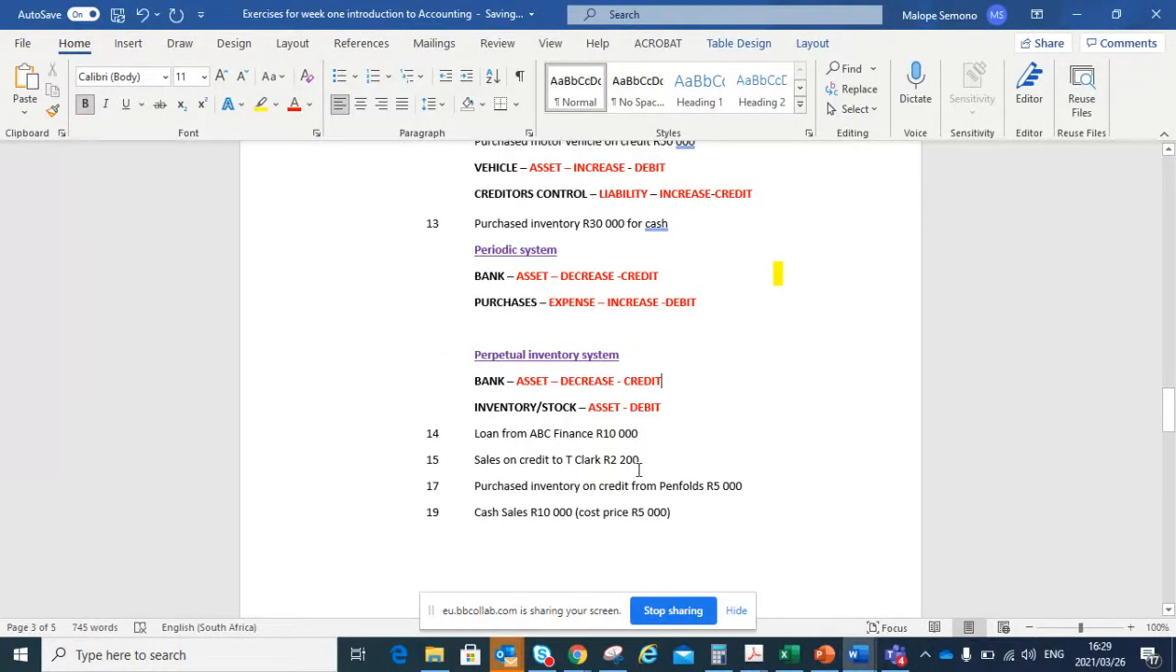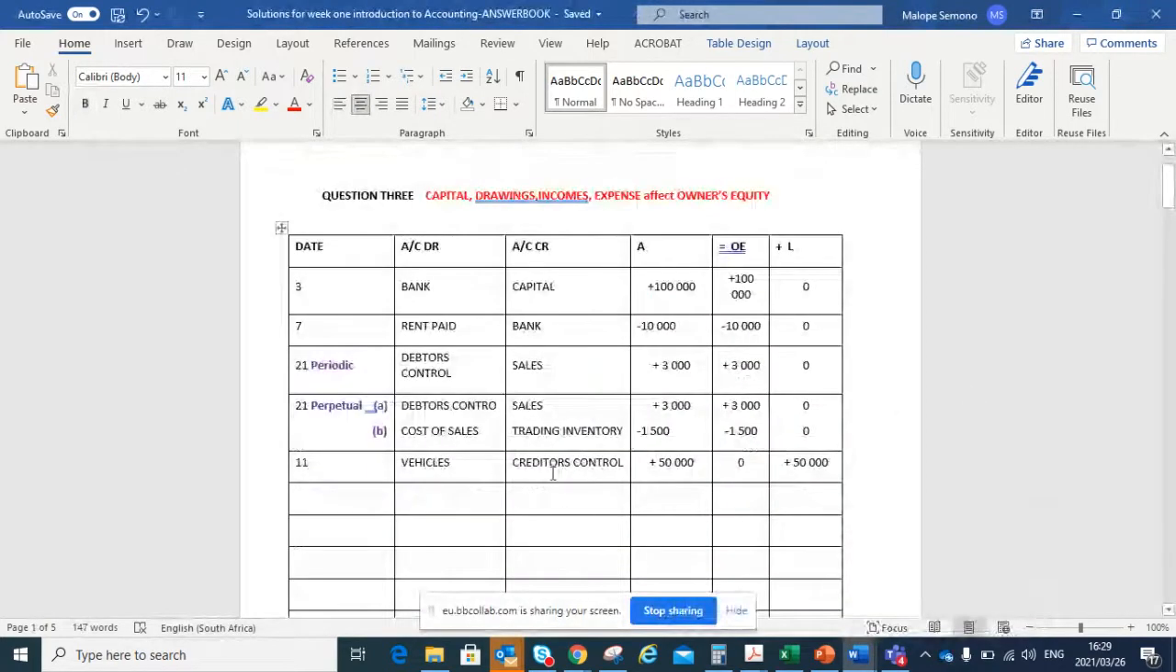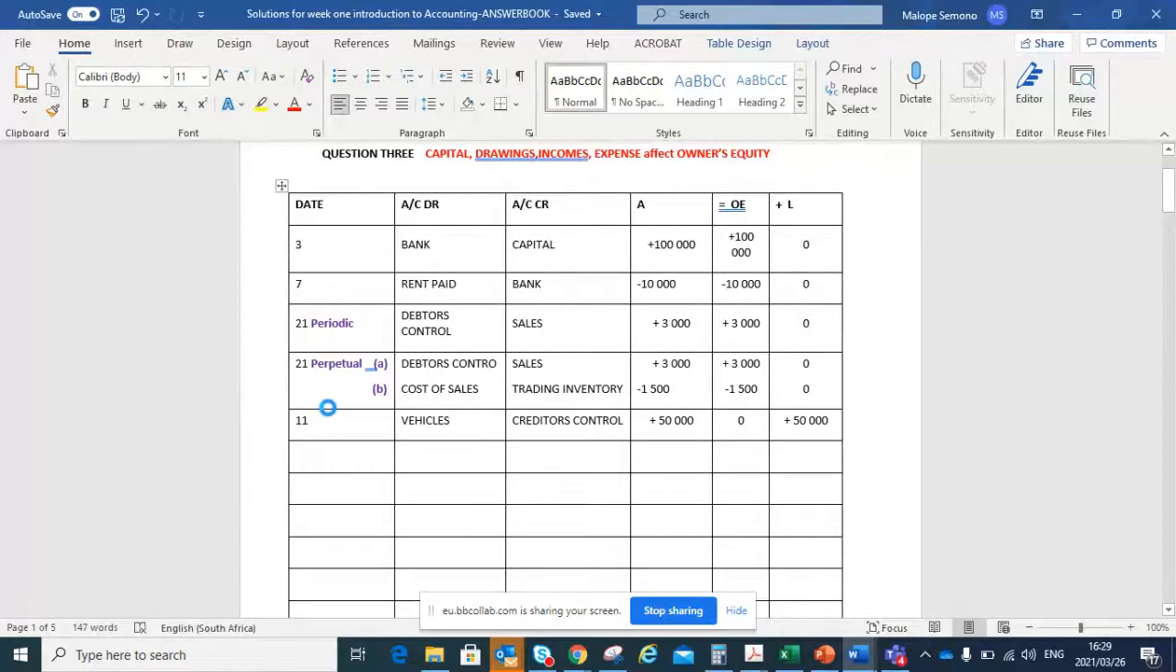Can you see? But remember, it's better for you to deal with one system at a time. Periodic, and thereafter perpetual. So when I go there, I'm going to show you the date. Let me go back. The date was the 13th. I'm going to show you the periodic first, on the 13th.